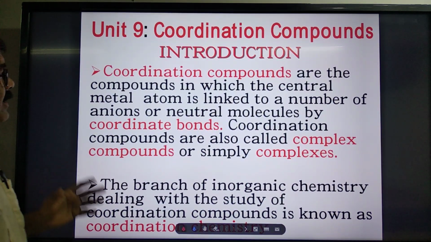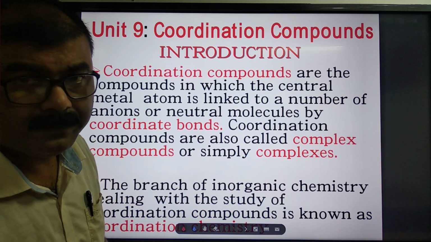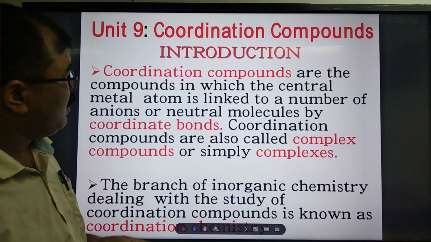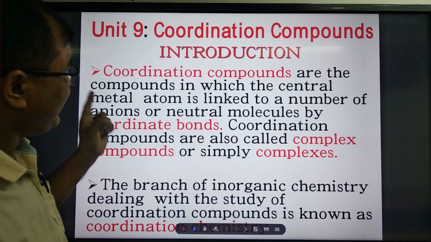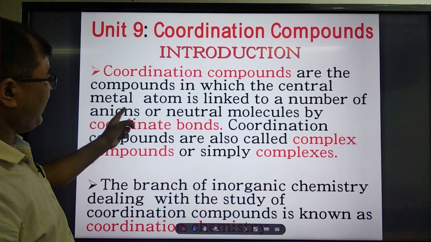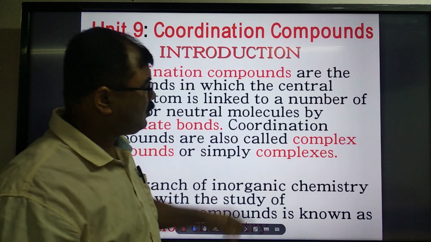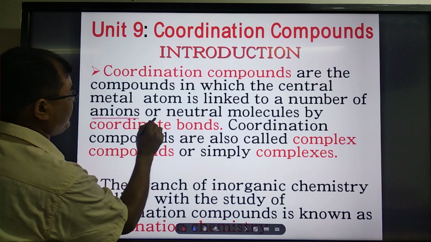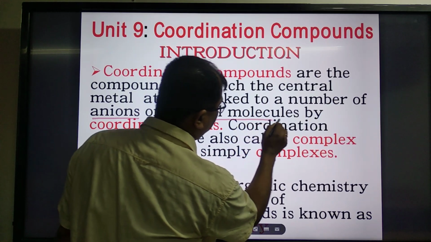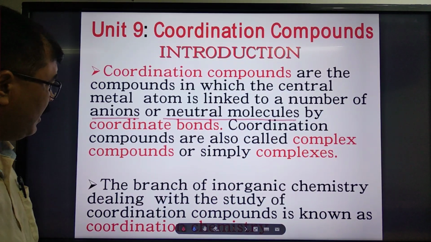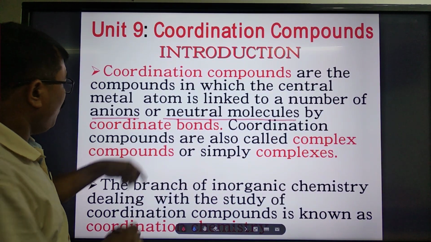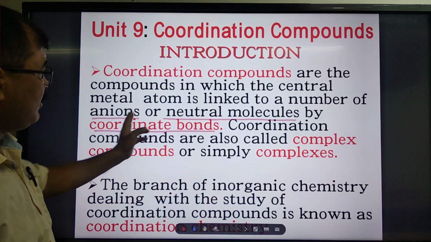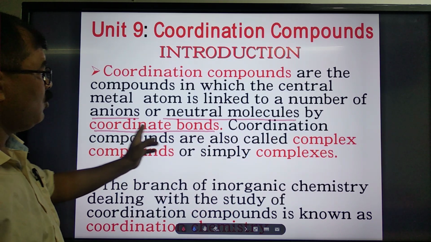First, we'll learn what coordination compounds actually are. Let us see the definition. Coordination compounds are the compounds in which the central metal atom is linked to a number of anions. See, this is number. Anions is a very important term. Anions or neutral molecules by coordinate bond. These two are very important terms: anions or neutral molecules, and coordinate bonds.